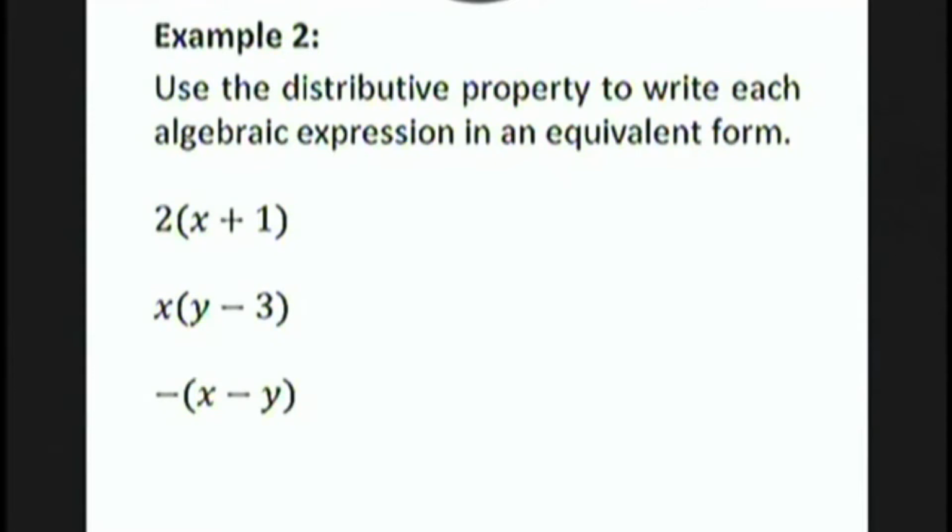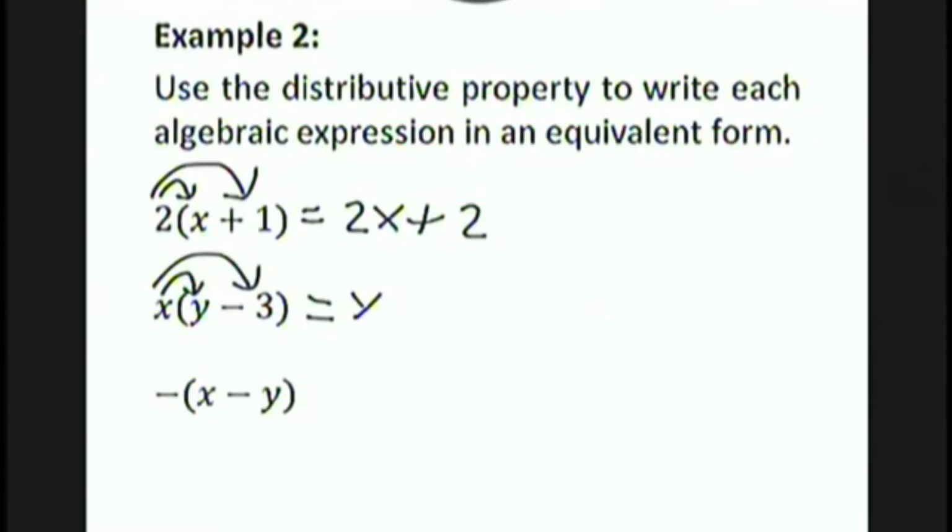Okay, let's add in a little algebra. We're going to use the distributive property to write each of these algebraic expressions in an equivalent form. In this first example, we're going to distribute the 2. We get 2x plus 2 times 1, which is just 2. In this second example, we'll distribute the x. We get x times y minus x times 3, which can be written as xy minus 3x. And in this last one, we're going to distribute this minus sign. We get negative x, and then negative times negative is positive y.